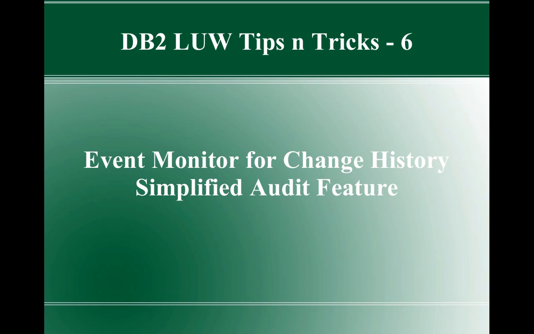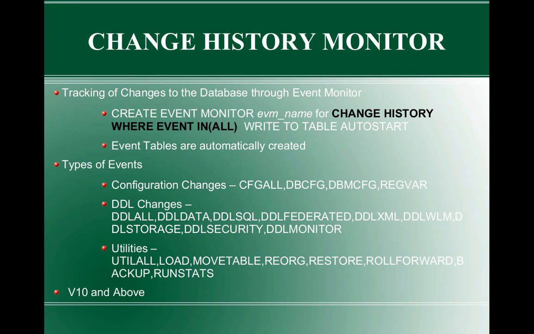Okay, now what this change history event monitor does: tracking of changes to the database through event monitor. It is the same traditional event monitoring technique that is used, no new commands or anything like that. So you can see the statement: create event monitor name for, and here's the keyword, change history where event in all, write to table auto start. So when you say auto start or manual start, it's so typical of any event monitor. When you deactivate and activate the database again, auto start will enable the event monitor to kick in by itself.